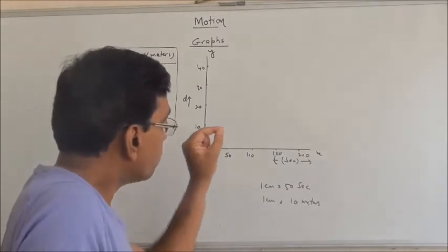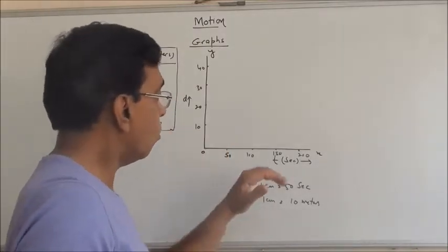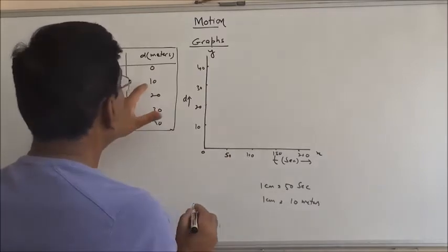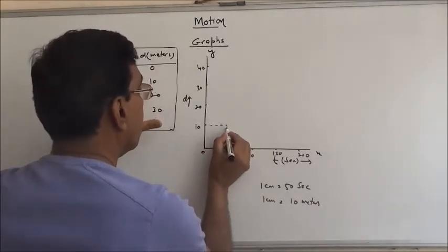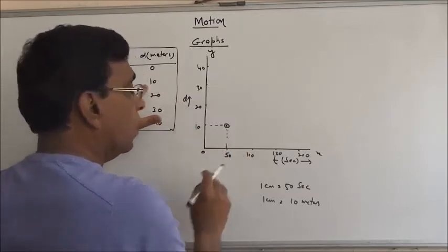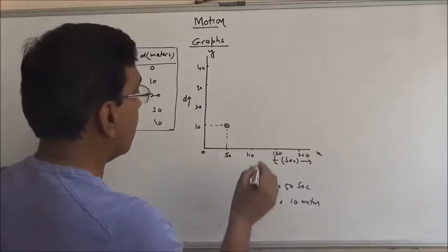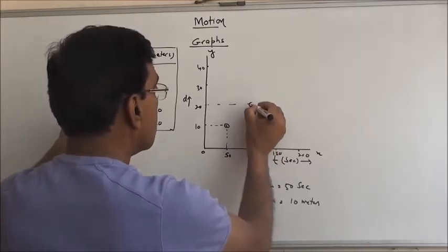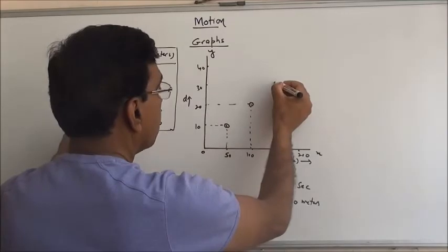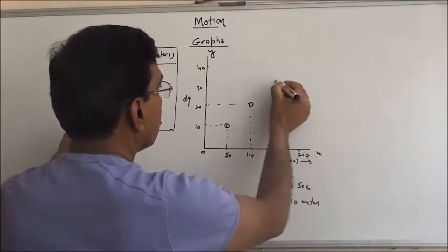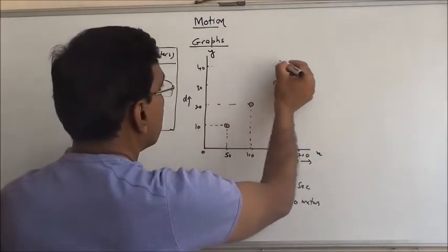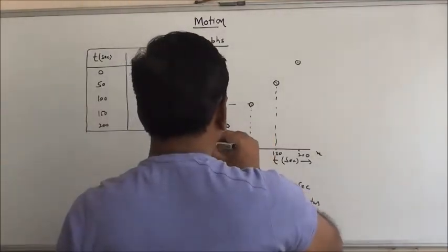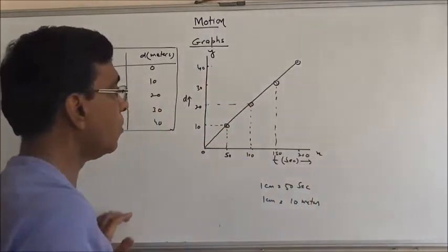Now third will be points. Mark all the points. At 0, distance is 0, so this one only. At 50, 10, so 10 and 50. Wherever these two intersect, same way at 100, 20. So this point, 30, 150, 200, 40, and then we need to connect them. So this is the graph.